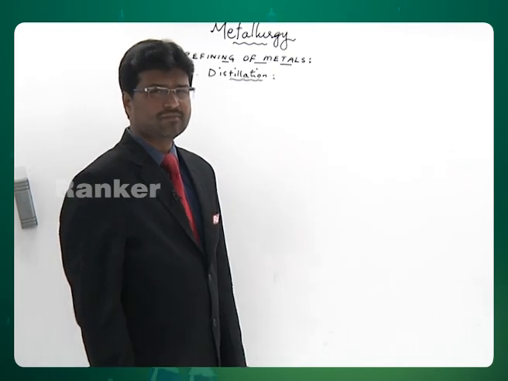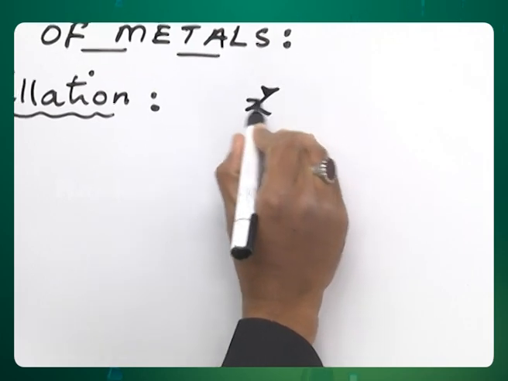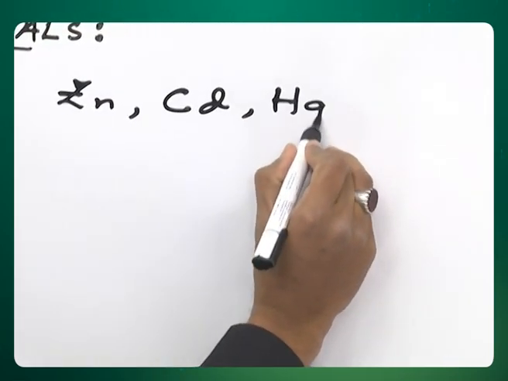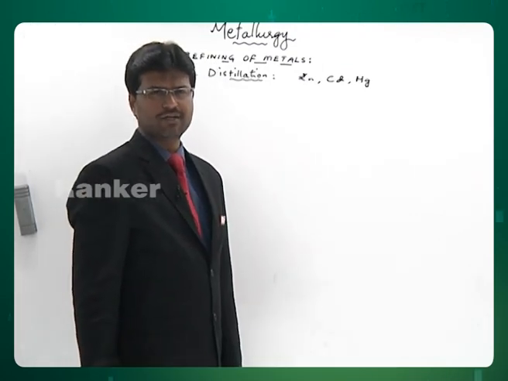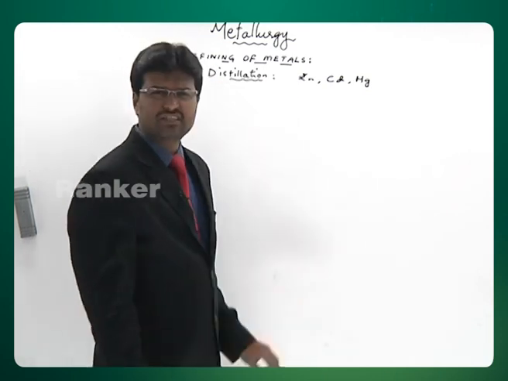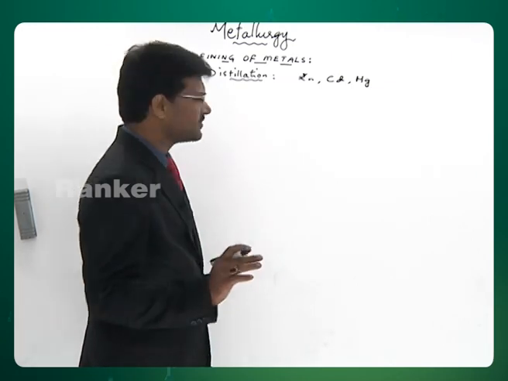The distillation technique is applicable for volatile metals, applicable for zinc, cadmium, mercury. These metals are volatile metals. Their boiling and melting points are low. So for these metals, we make use of the distillation technique of purification. We get rid of non-volatile impurities.